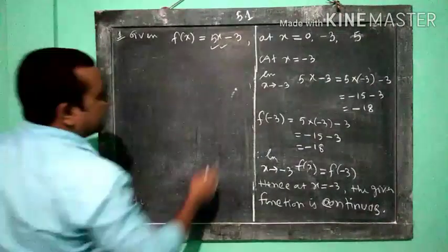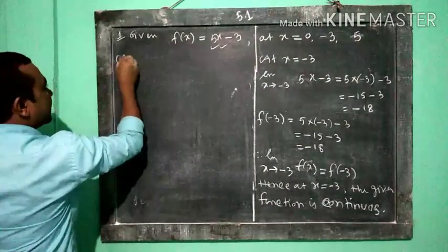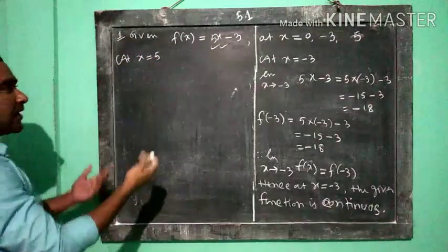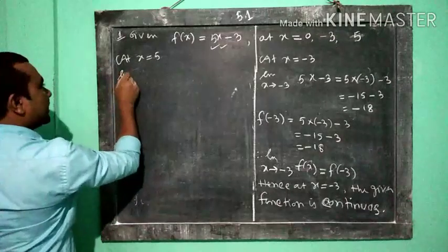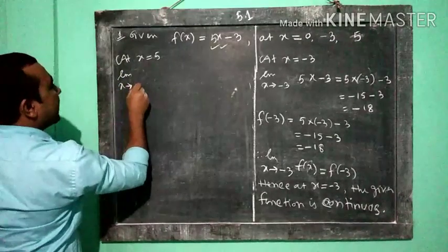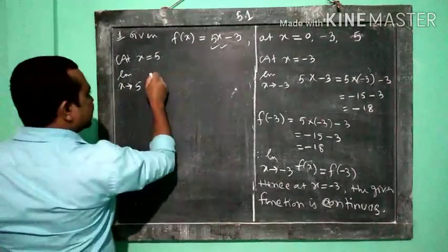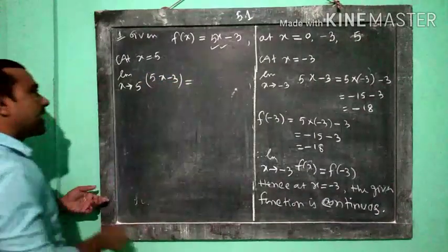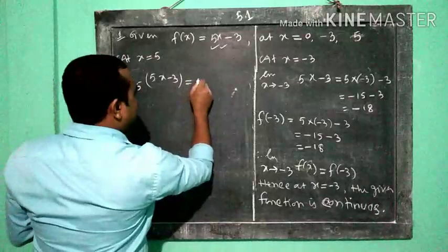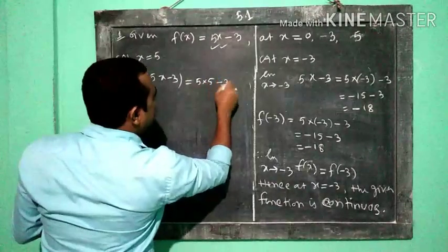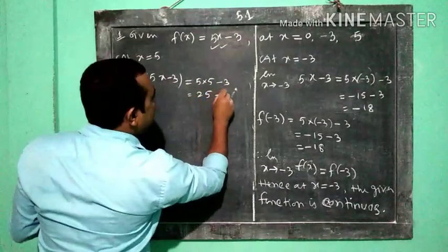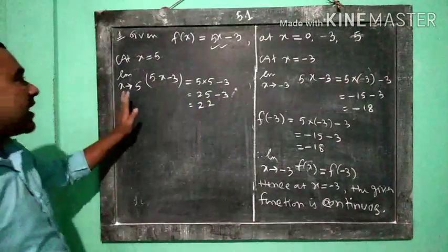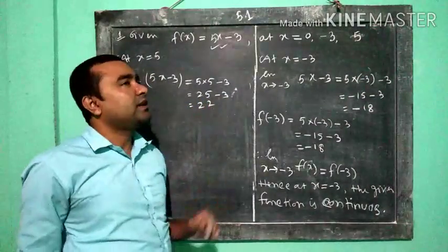And lastly, we check at x = 5. So similarly, you write here the limit as x tends to 5 of f(x), which is 5x - 3. If we put the value of x, then we get 5 into 5 minus 3, equal to 25 minus 3, equal to 22. So the limit as x tends to 5 is 22.